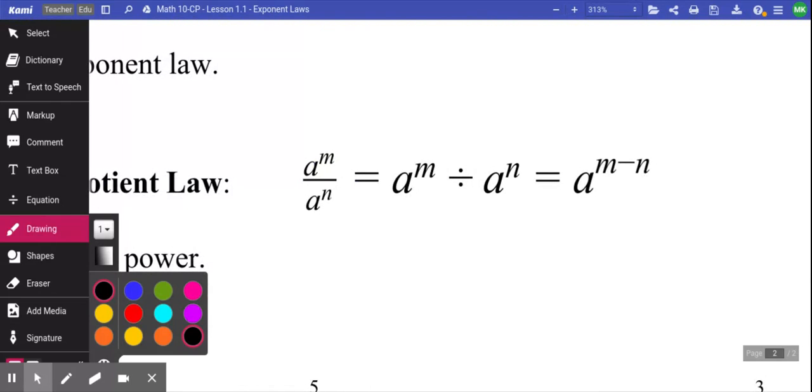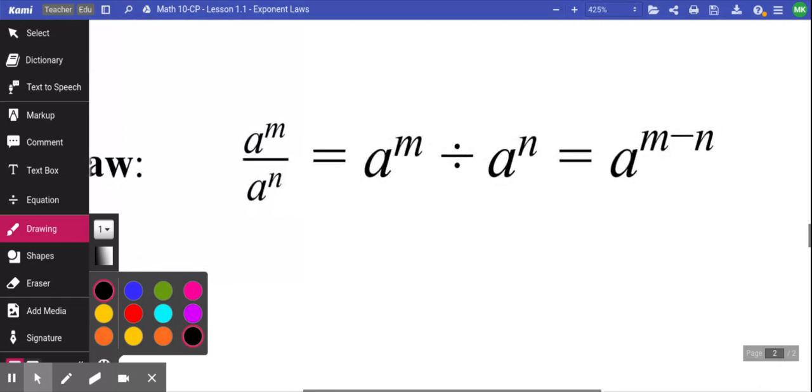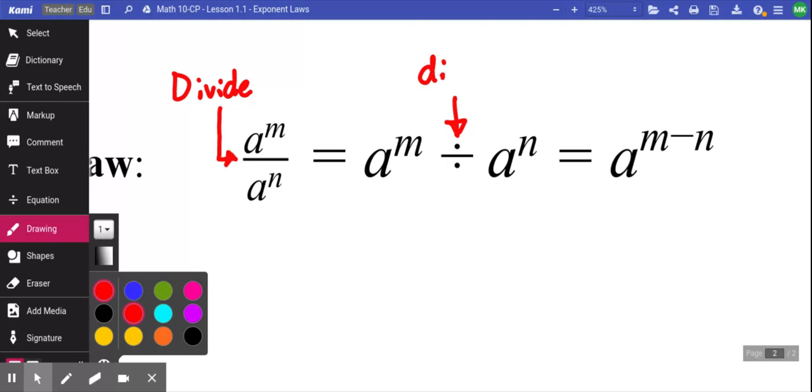If you look down here, I've written this out in 2 different ways. So this means dividing. This means dividing. Means the same thing. When you're dividing, you subtract exponents.